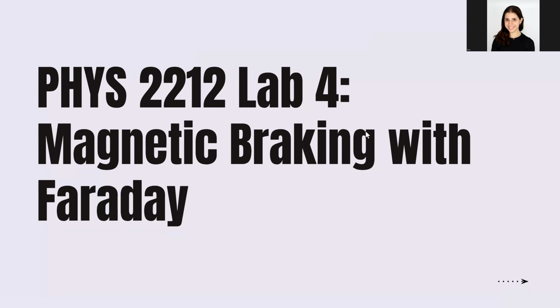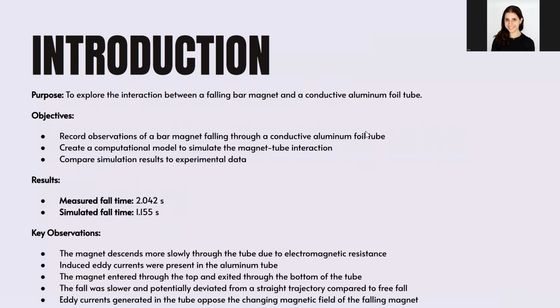So, a little introduction to what's going on in the lab. The purpose is to explore the interaction between a falling bar magnet and a conductive aluminum foil tube. And the objectives were to record observations of a bar magnet falling through a conductive aluminum foil tube, create a computational model to simulate magnet tube interaction, and compare these simulation results to the data that I got from running the experiment in real life.